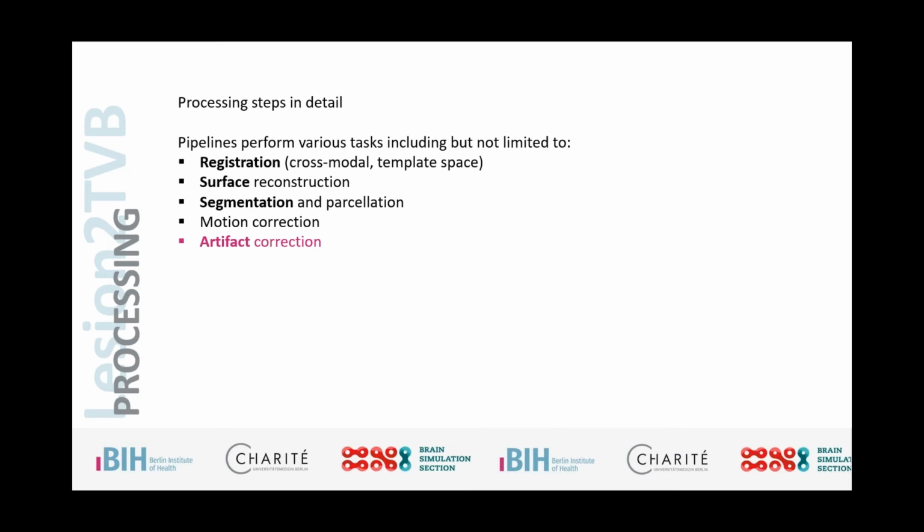The next one is segmentation itself, where we want to have the different tissue types, for example in our T1 image, gray matter, white matter, cerebrospinal fluid, etc., segmented from the image, which we can then use as the base for our parcellation. Motion correction is one of the main aspects that always have to be performed.